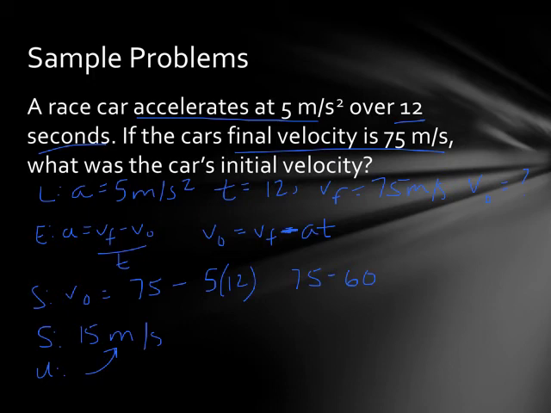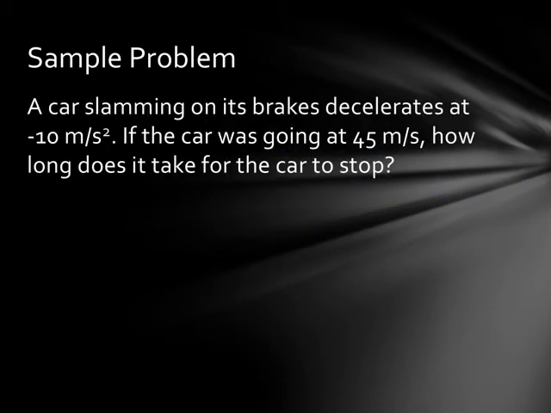Okay? So, hopefully this makes sense to you. You should initially be thinking that, oh, I'm going to get a smaller number because I know the final velocity after the acceleration occurred. So the initial velocity had to be something less. And so we have a car slamming on its brakes that decelerates at negative 10 meters per second squared. If the car was going at 45 meters per second, how long does it take for the car to stop?